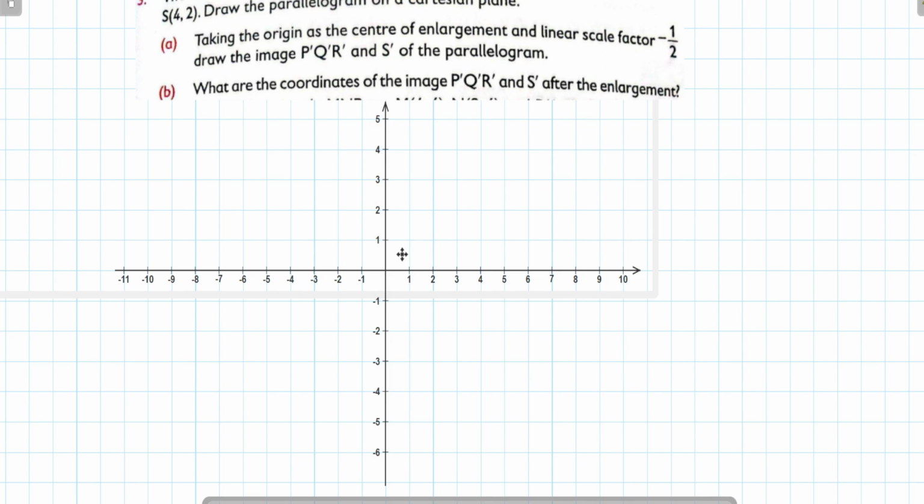Okay, now we know that the vertices of a parallelogram PQRS are P(2, -2), Q(7, -2), R(9, 2), and S(4, 2). Draw the parallelogram on a Cartesian plane. So let's start to draw it. P is 2, so somewhere here, -2. Yeah, so that is P. Q is 7, -2.